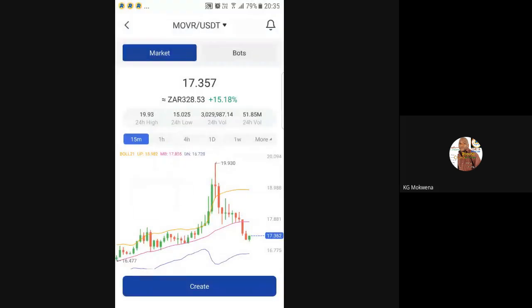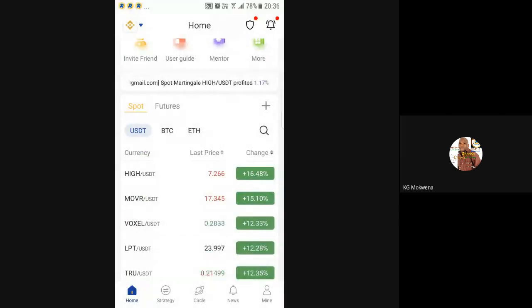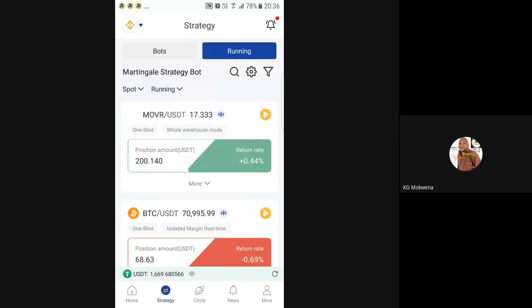So now let's go and check our coin. I'm currently on the home page at the bottom left there. Next to the home, moving to the right, is strategy. When I go there, we're expecting to see something green. And there we are. You can see there is green.